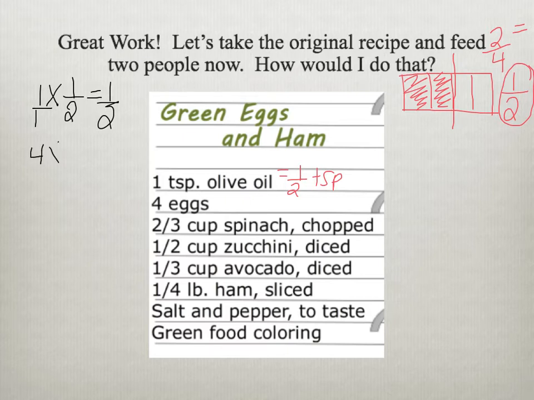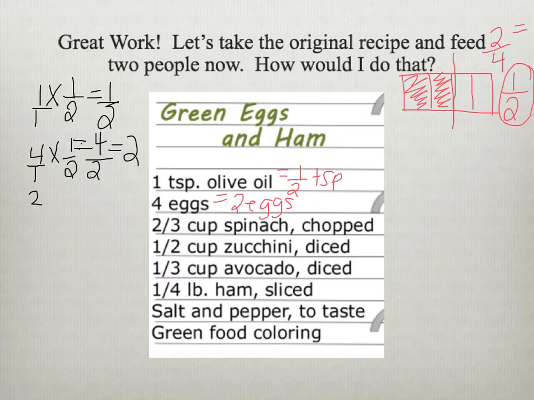4 eggs times 1/2. You might already be saying to yourself, well, I know that 1/2 of 4 is 2, but if I wanted to write out my steps, I'd put this over 1. 4 times 1 is 4, and 2 times 1 is 2. And then I would need to change this into a mixed number or a whole number. And 2 can go into 4 exactly 2 times. See how that works? It works both ways. So I would only need 2 eggs.